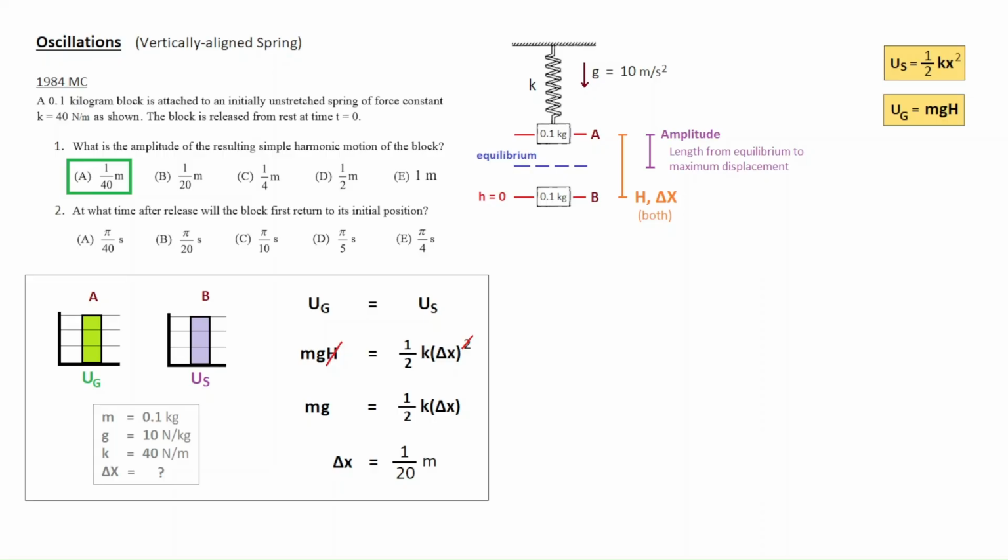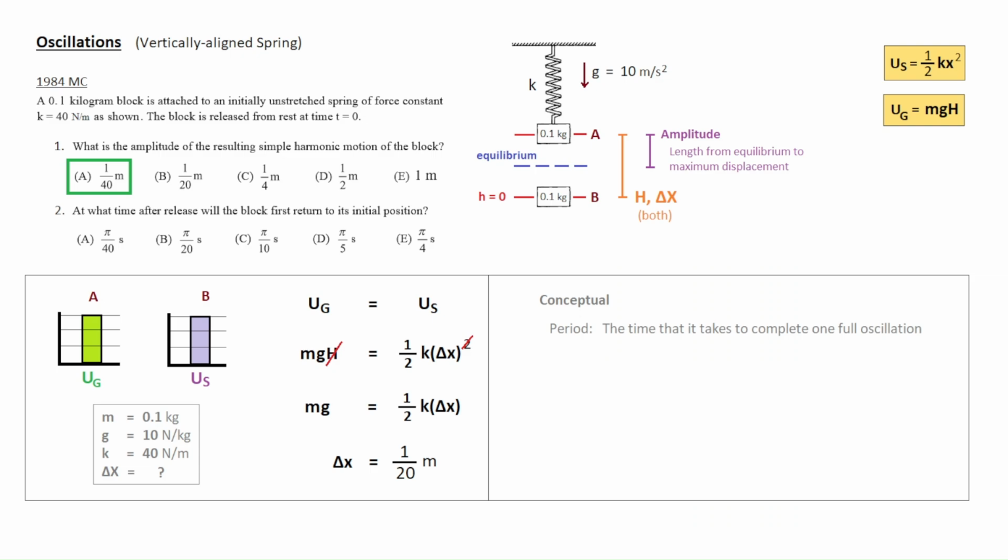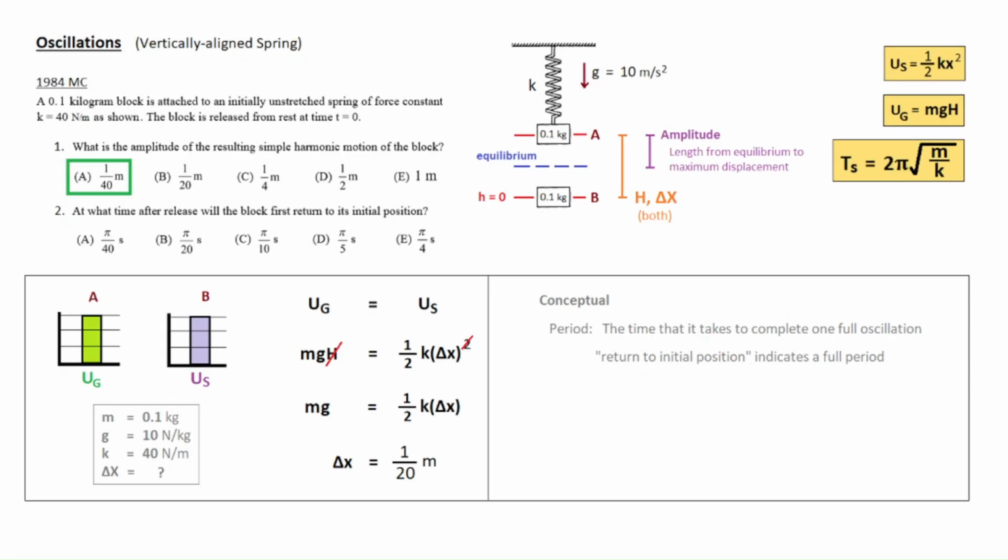Now we'll look at question 2. Conceptually, we need to understand what a period is. This is the time that it takes to complete one full oscillation, and since in question 2 it is referencing that we will return to our initial position, that means we've completed a full oscillation, and we will be solving for the full value of the period. My formula sheet says that the period for a spring oscillator we can solve for with 2 times pi times the square root of the mass connected to the spring divided by the spring constant.